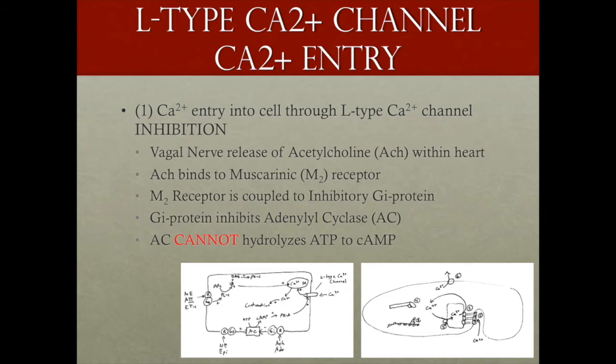The effect of calcium entry into the cell by L-type channels can be inhibited as well as stimulated. In the case of vagal nerve release of acetylcholine locally, acetylcholine will bind to muscarinic or M2 receptors. These muscarinic receptors are coupled to inhibitory Gi proteins, and these Gi proteins inhibit adenyl cyclase. Once inhibited, adenyl cyclase cannot hydrolyze ATP to cyclic AMP, and the further molecular physiology is inhibited. The end result being that there is less permeability of calcium through the L-type calcium channels during an action potential.